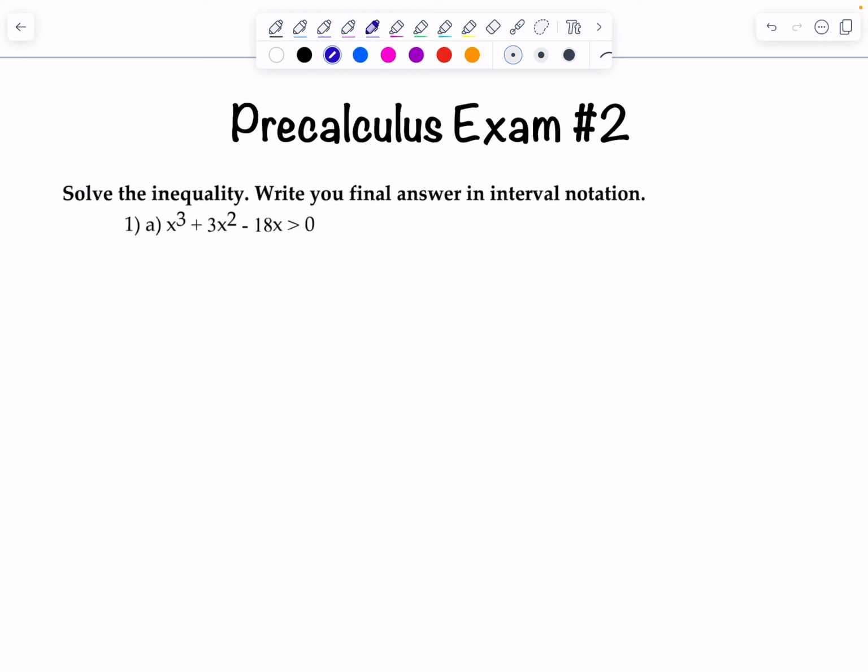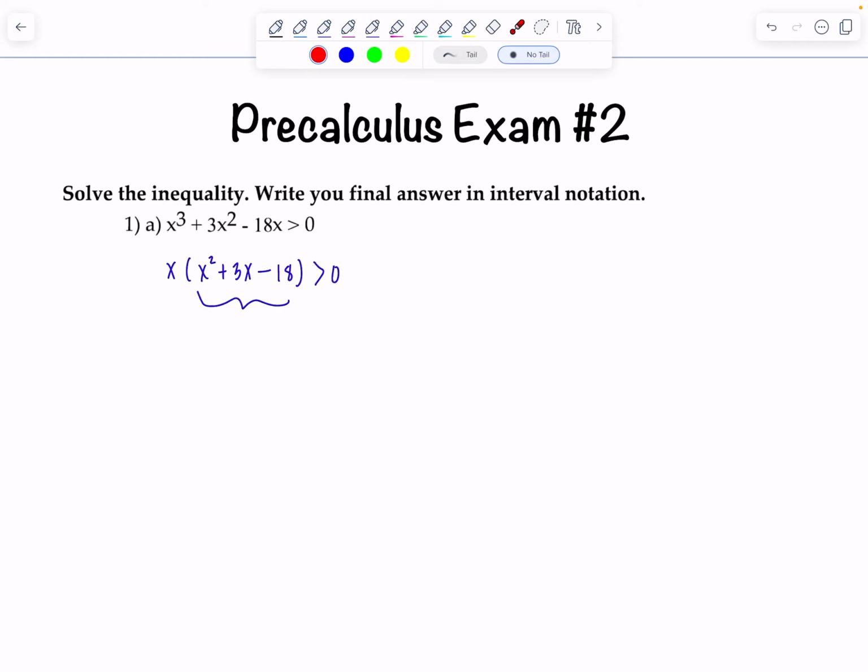So first question, solve the inequality and then write your final answer in interval notation. When we have a higher order inequality, remember there's a different process than the way you solve equations. We do first need to factor the left-hand side completely. So I'm going to start off taking out an x, and then I have x squared plus 3x minus 18 is greater than 0. I have to keep factoring.